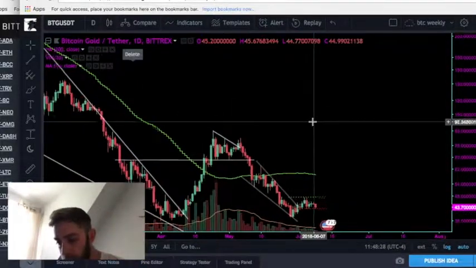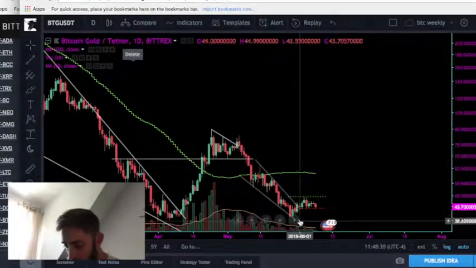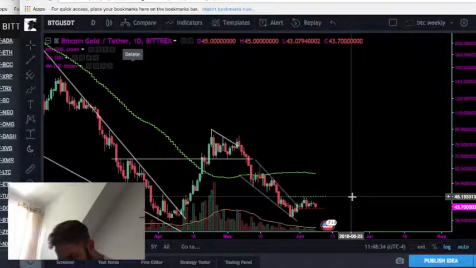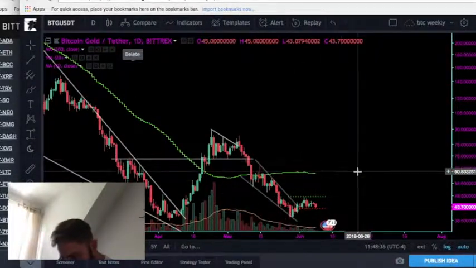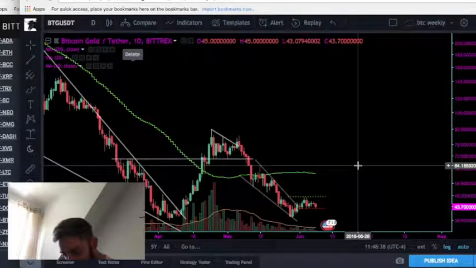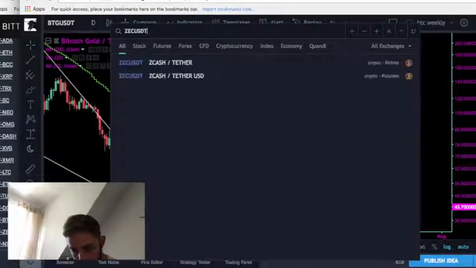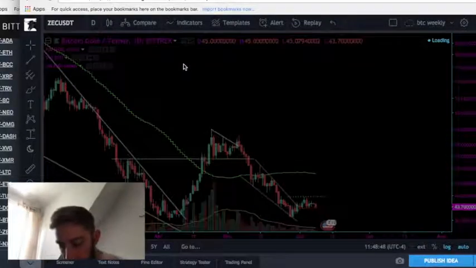Bitcoin Gold. Shoulder, head, shoulder. Here's your neckline, and here's where you get long. Falling wedge, once again. Your target, $64. Current price, $43. So great opportunity with Bitcoin Gold.